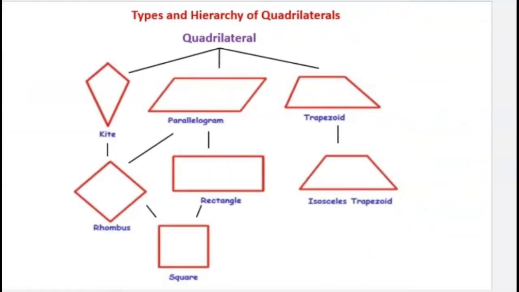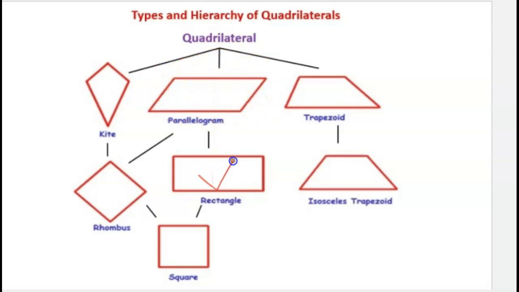All right, so let's take a look at our flow chart here. All of these shapes are quadrilaterals. So let's take a look at this. Quadrilaterals, we have a kite. That's that kind of weird shape. We have parallelogram. A lot of our quadrilaterals that we like to talk about are also parallelograms.